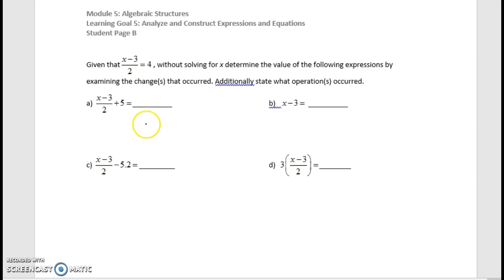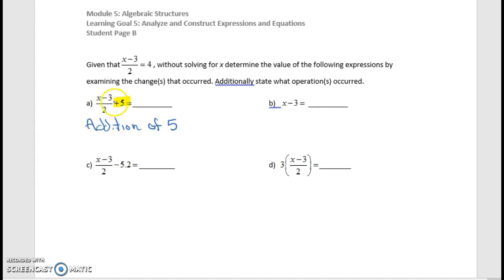Let's look at page 2 now. If you flip over, we are given this equation: x minus 3, the whole thing divided by 2, equals 4. Now, without solving for x, we don't want to do anything. We want to determine the value of the following expressions, these ones down here, by examining the changes that occurred. And then we also want to state whatever operations occurred. So if we notice here, this is the difference of whatever was going on here. We notice we don't have the sum of 5 here. So we know that this change was an addition of 5.